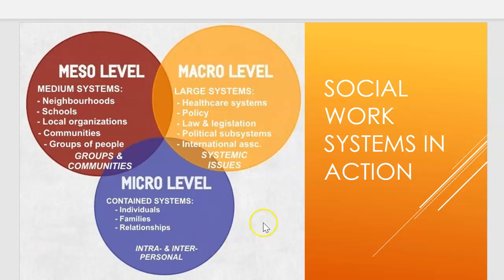So these 3 are: the micro level equals intra and interpersonal relationships, what's going on within the person as well as with those important and closest relationships. The meso level are groups and communities that are part of the person and environment's life and social context. And then the macro level are the systemic issues on a larger level of policies and larger organizations and institutions.